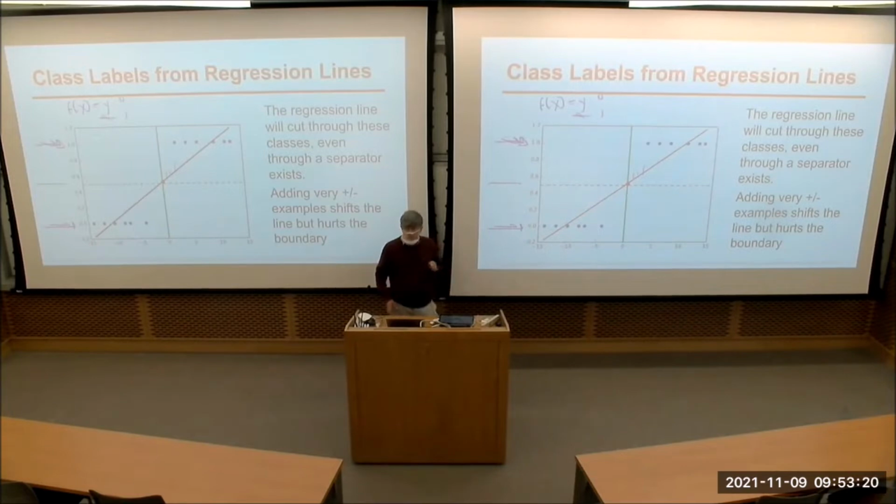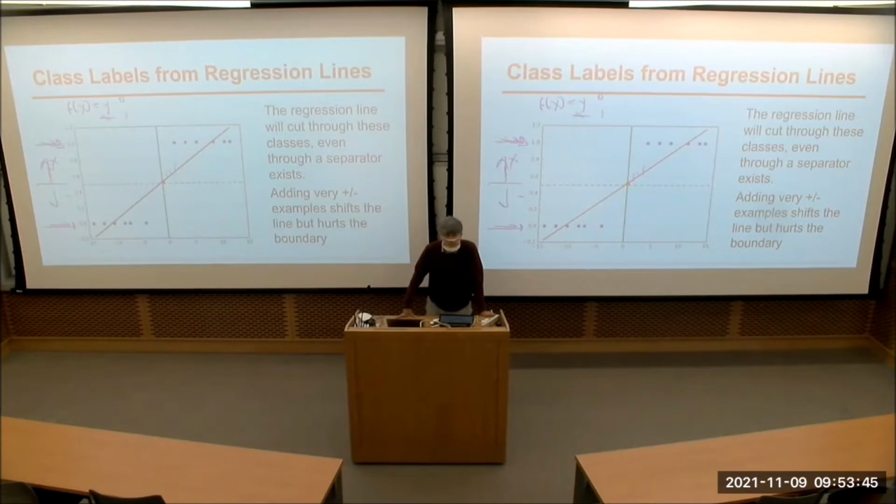You could imagine using regression to find the best fitting line here. And then for any x, we would decide that if x is greater than a half, it is positive; if y is greater than a half, it's positive. If y is less than a half, it's negative. Does everybody see how this classification scheme works in principle?